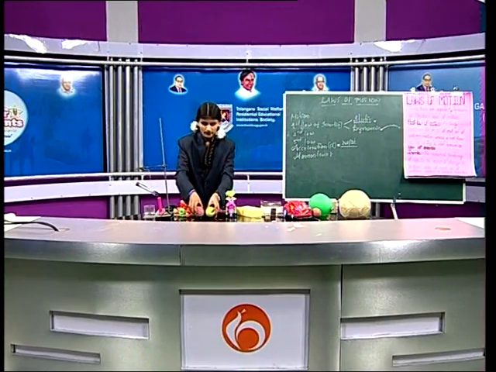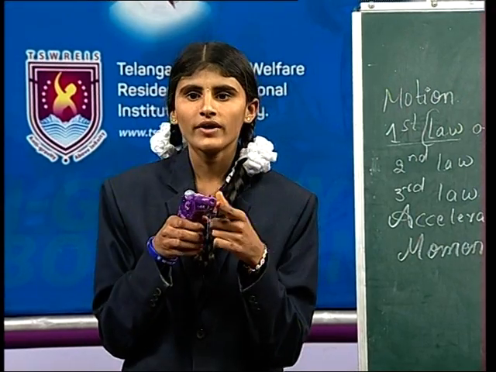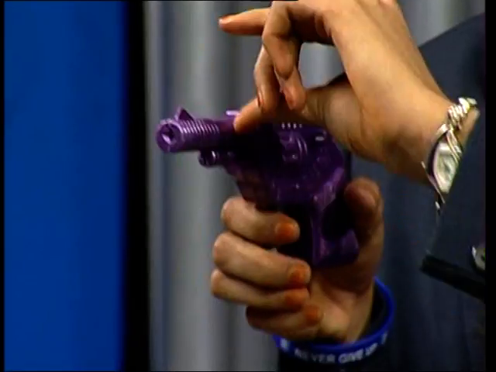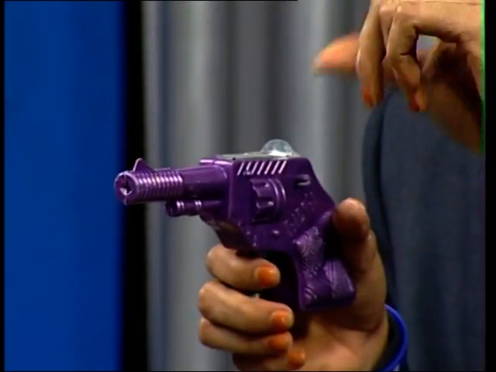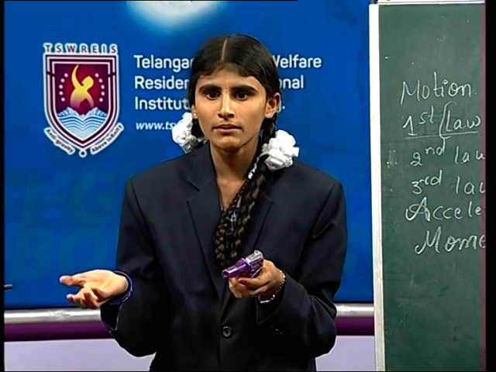And next, see here, what is this? Yes, this is a toy gun. When a bullet is fired from the gun, it reaches the target and it may destroy what is in front of that bullet. Yes or no? It may destroy the wall, a human being or anything.